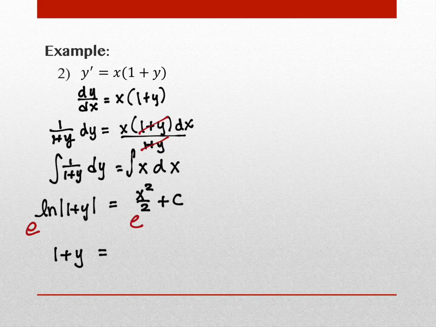Now, the right-hand side's a bit messier, to be honest. I now have e to the x squared over 2 plus c. And our last step, from the perspective of what we've been thinking about, would be to get y alone. What do we do? You subtract a 1, right? So this would be y equals e to the x squared over 2 plus c, and then minus 1.